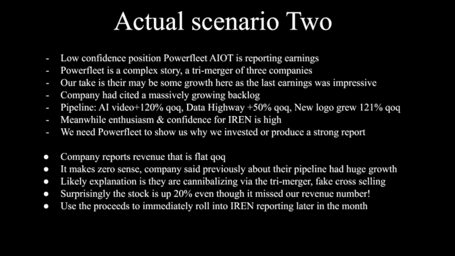The company had cited a massively growing backlog. They had AI video pipeline up 120% quarter over quarter, data highway pipeline up 50% quarter over quarter, and new logo pipeline grew 121% quarter over quarter. At the same time, we had a newer position called Iron, where we had a lot of enthusiasm and confidence for this position. But our allocation there didn't meet our confidence level yet.